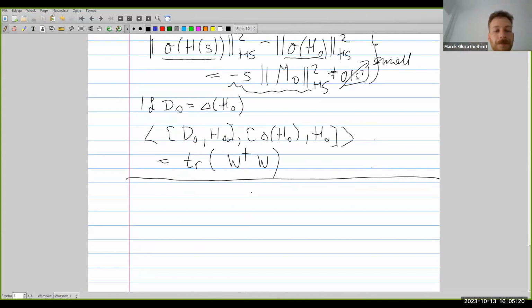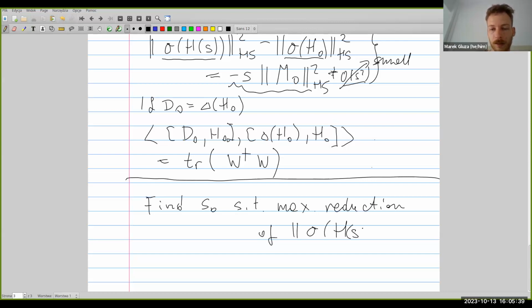So now let's say we find S0 such that we get a max reduction of this off-diagonal norm of H of S, HS squared. Then I can define H1, and I can define this to be H0 of S0. Okay. And then I can repeat.